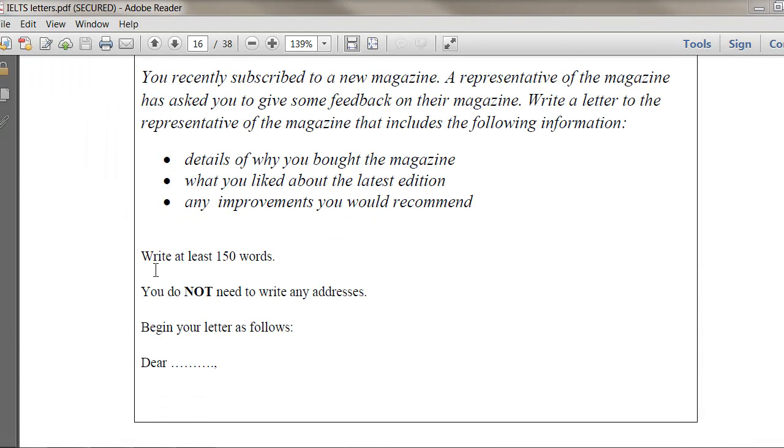On the note of task achievement, be careful for this too. I'm now going into some common errors. Any improvements you'd recommend, when there's an S, now you have to suggest more than one improvement. If you only suggested one improvement, well, that's not improvements. So the examiner would be justified in lowering your score for task achievement. You haven't fulfilled what this bullet point's asking for, so be very careful about that.